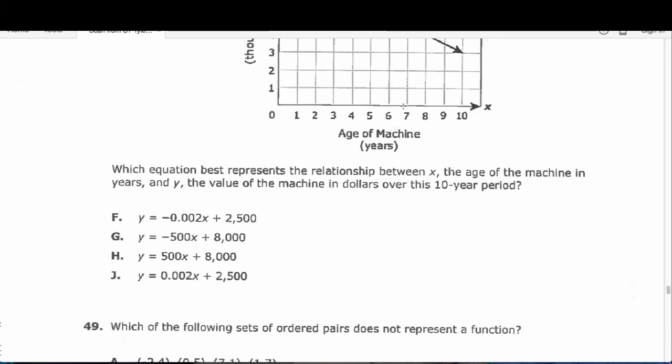F. y equals negative 0.002x plus 2,500. G. y equals negative 500x plus 8,000. H. y equals 500x plus 8,000. J. y equals 0.002x plus 2,500.